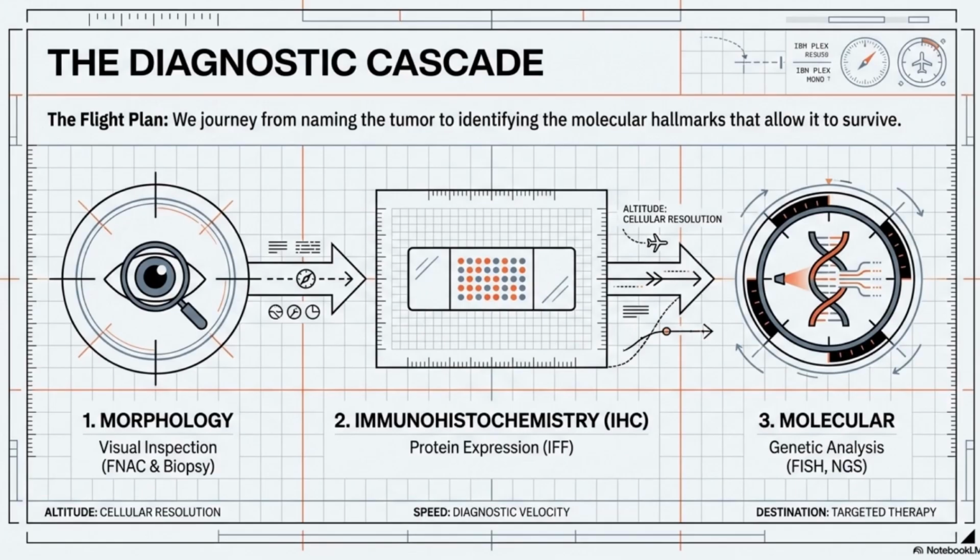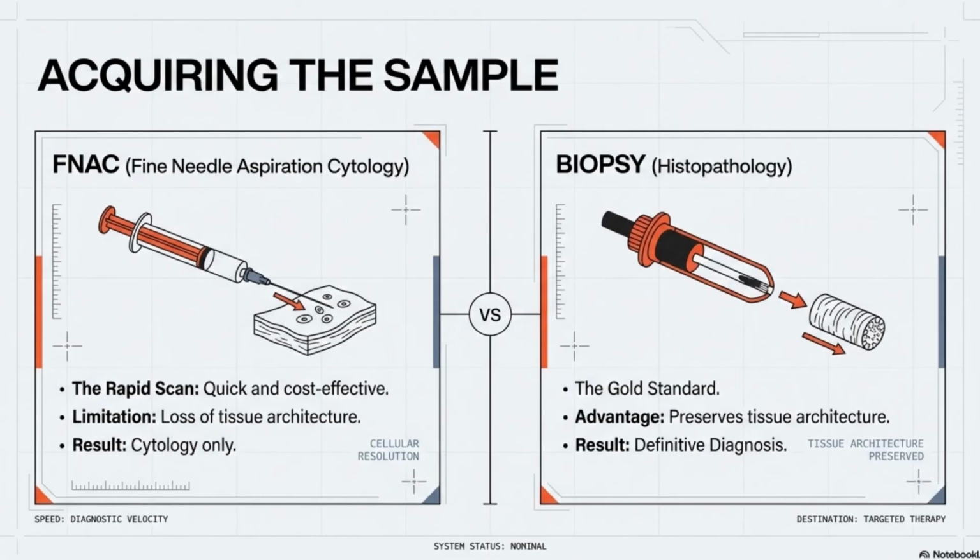First one in the lab diagnosis techniques is FNAC, the fine needle aspiration cytology. It is quick, cheap, but you lose the architecture of the tissue. Biopsy or histopathology. It is the gold standard for diagnosing any cancer.